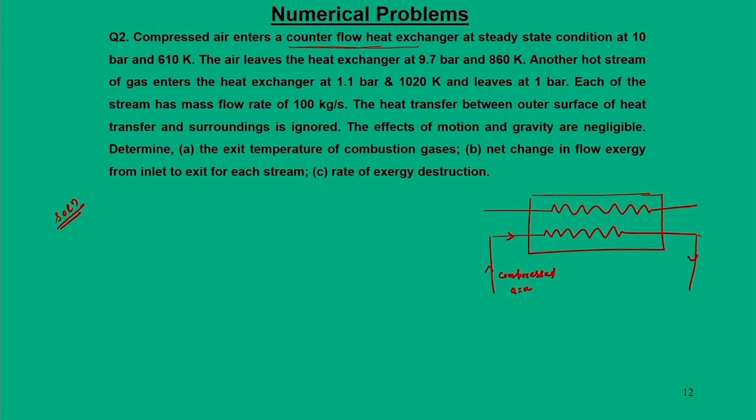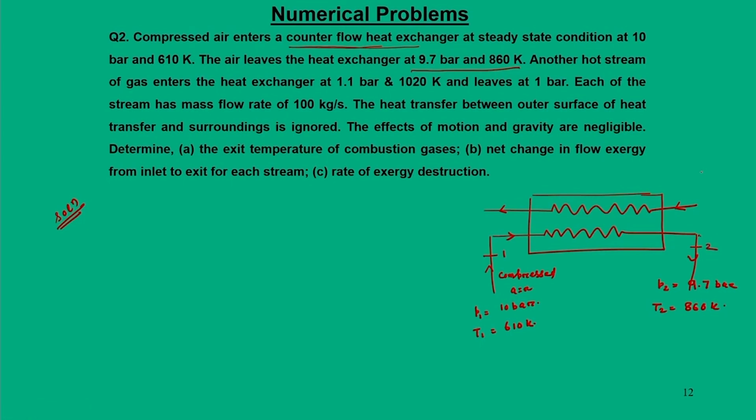So, the initial condition of this compressed air is: P1 is 10 bar and T1 is 610 Kelvin, whereas the air leaves at P2 of 9.7 bar and T2 of 860 Kelvin. So, you can put these as condition 1 and condition 2.